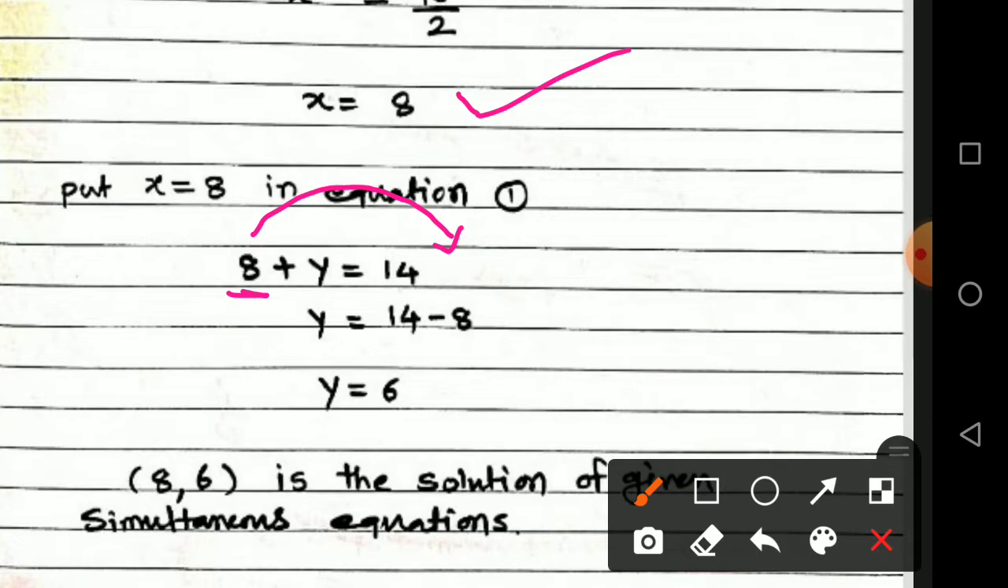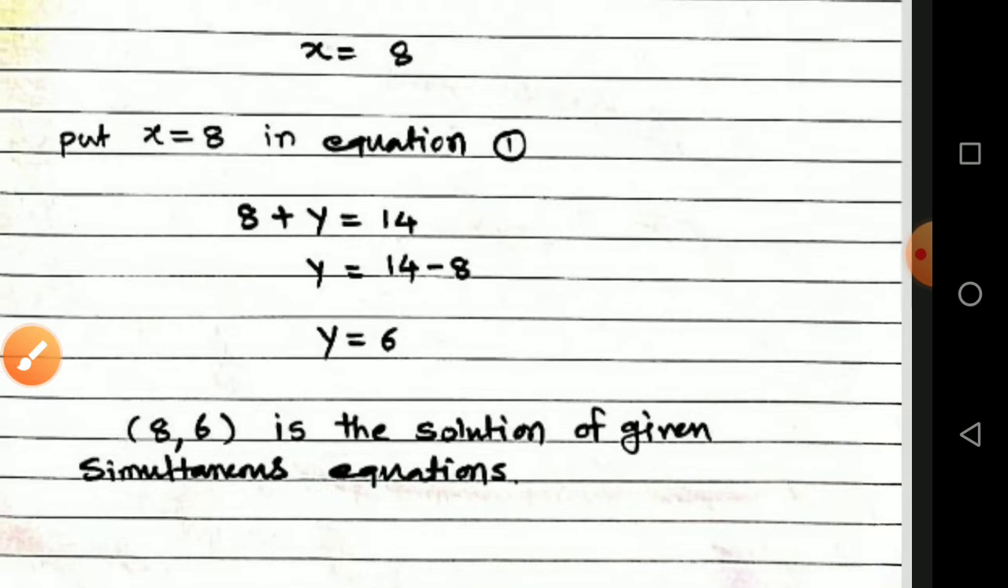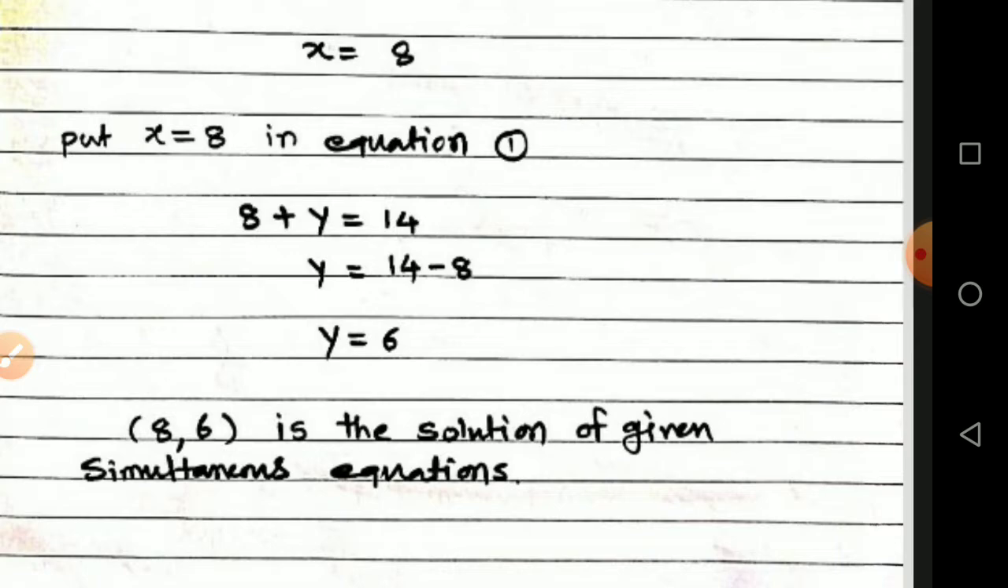Now how to write down the answer at last? What is the value of x? Always write down the value of x first of all in the bracket. Then write down comma. Then write down the value of y. Close the bracket. And it is the solution of given simultaneous equations. It is the common solution of both the equations. That means this value satisfies both equations at once, means simultaneously, and it is the solution.